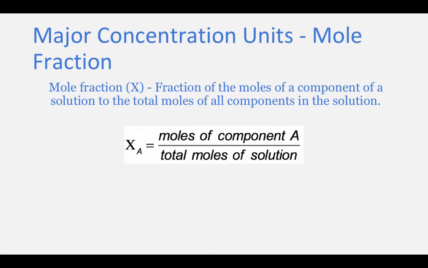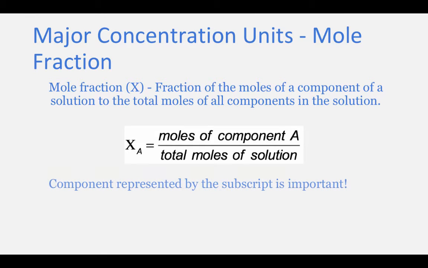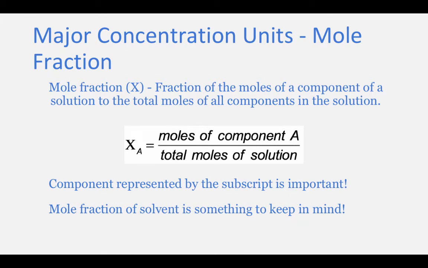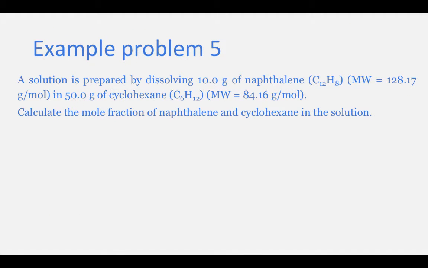The component is important in mole fractions because for some problems you will be looking for the mole fraction of the solvent. A solution is prepared by dissolving 10.0 grams of naphthalene, C12H8, whose molecular weight equals 128.17 grams per mole, in 50.0 grams of cyclohexane, C6H12, whose molecular weight equals 84.16 grams per mole. Calculate the mole fraction of naphthalene and cyclohexane in the solution.